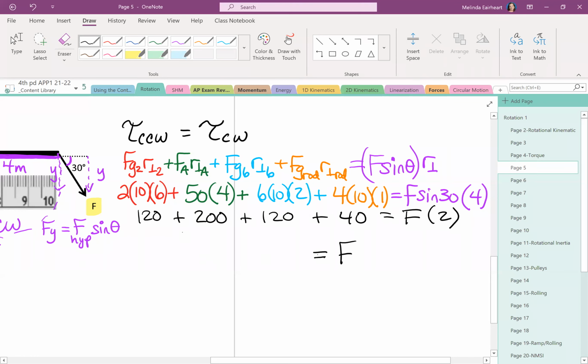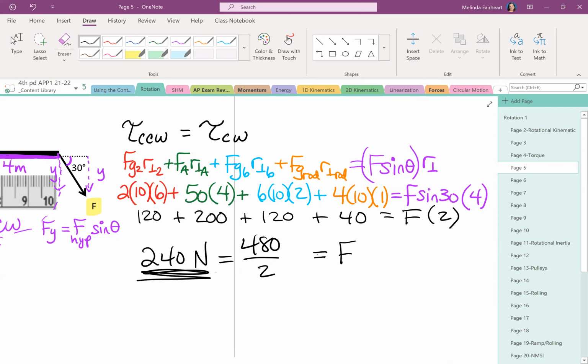Let's see, we get 480 on the left over 2. Is that right? 240 final answer? Yes, okay, good. So it's a big force, that's okay. Alone, it's responsible for the clockwise torque. Okay, questions on a meter stick balancing equilibrium type of question.